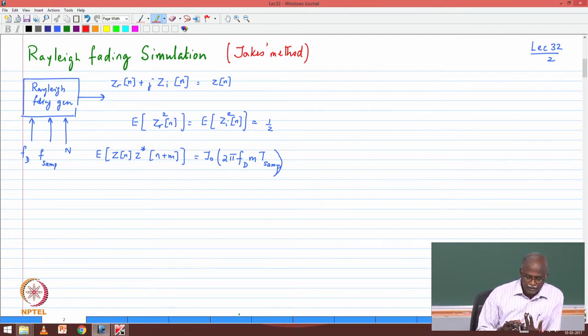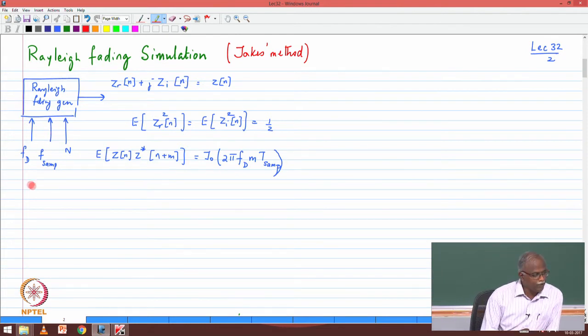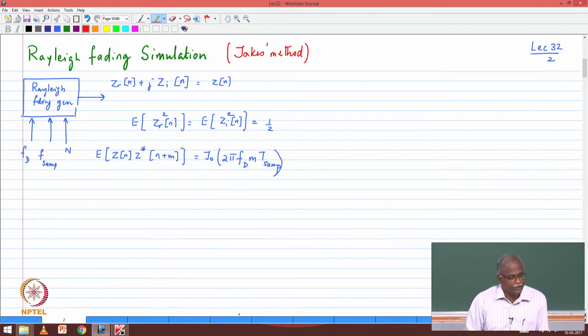One would be the Doppler frequency. The rate of fading depends on the Doppler. How much correlation is there between successive samples? That depends on the Doppler. It also depends on how finely you are spacing it in time, so the sampling frequency is also very important. And the length of the waveform that you are asking the fading block to generate is also an important parameter.